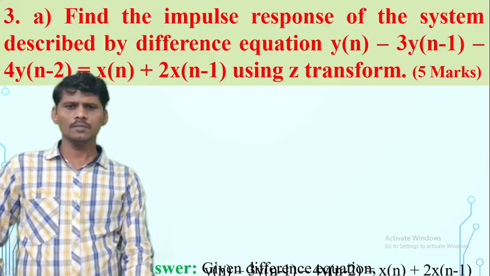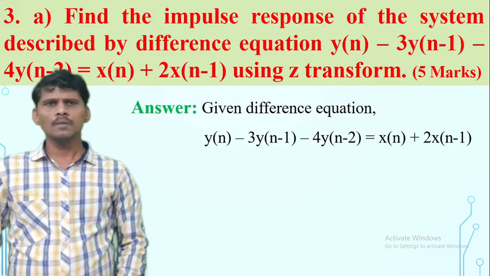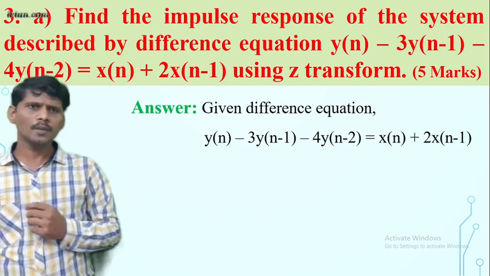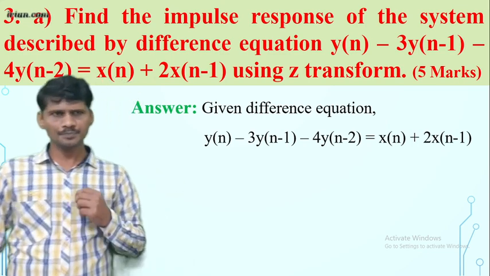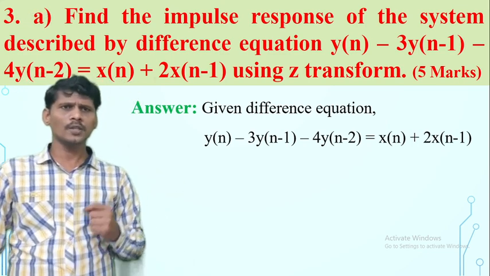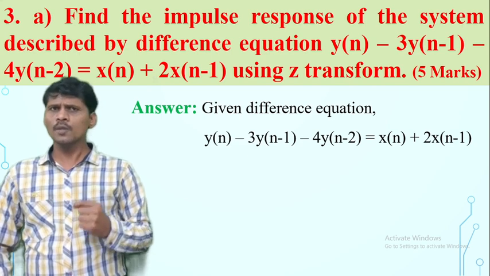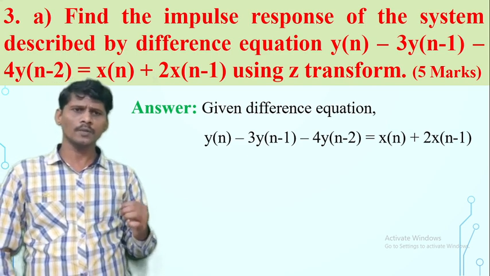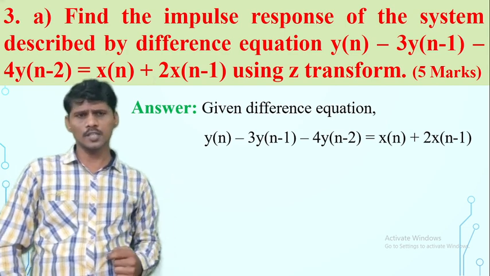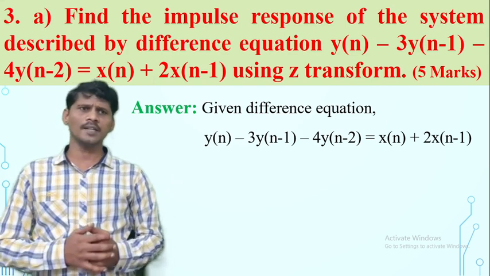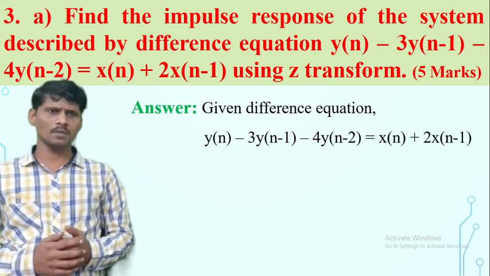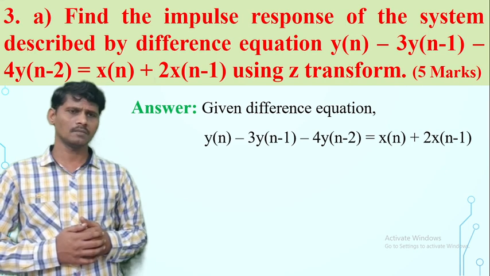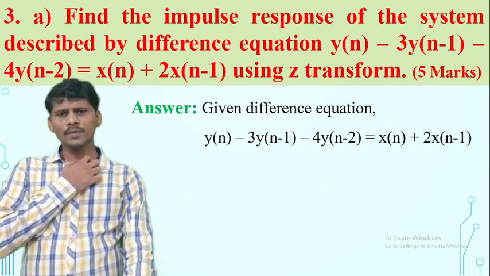Next, coming to question number 3. Find the impulse response of the system described by the difference equation y of n minus 3 y of n minus 1 minus 4 y of n minus 2 is equal to x of n plus 2 x of n minus 1 using z transform. So calculate the impulse response of the system from the given difference equation. Okay, so this is the given difference equation.